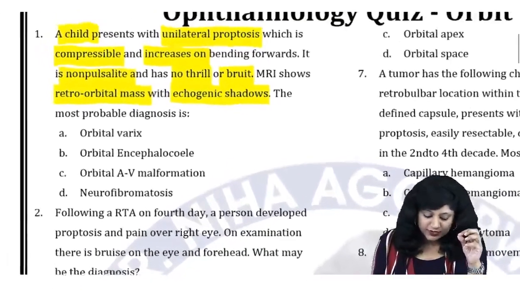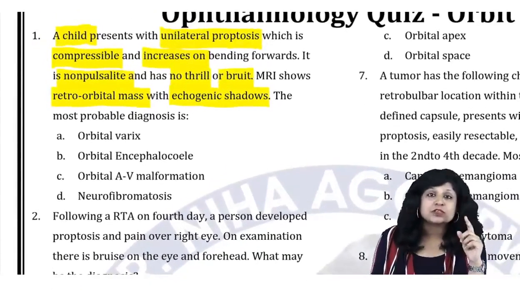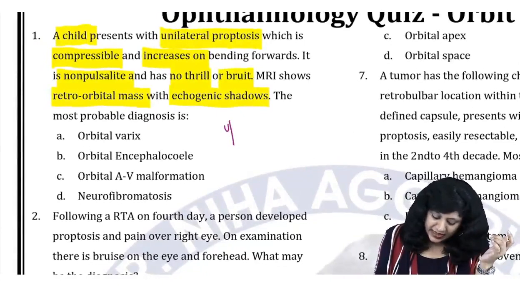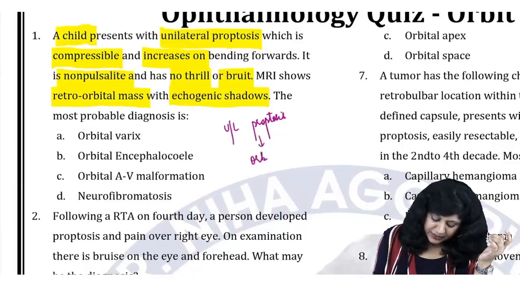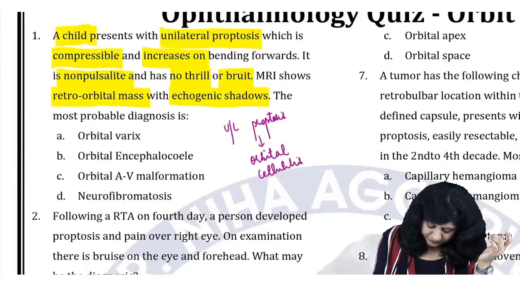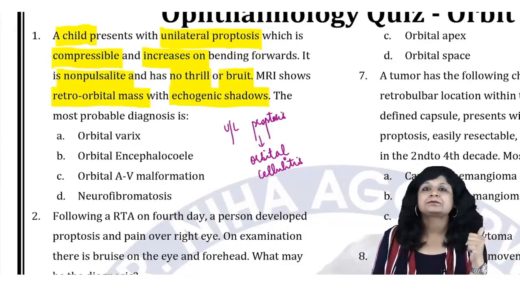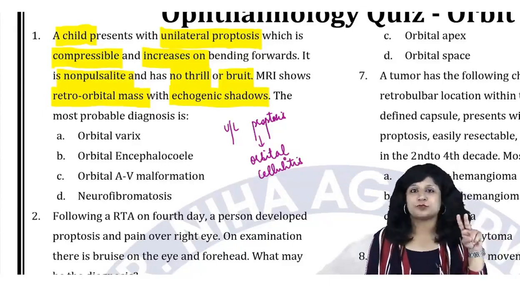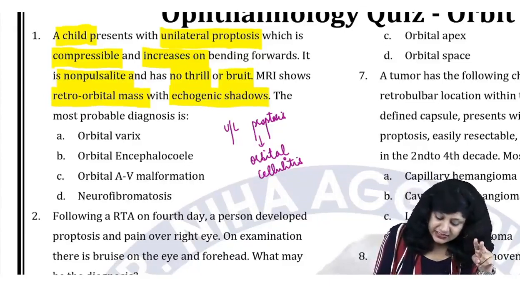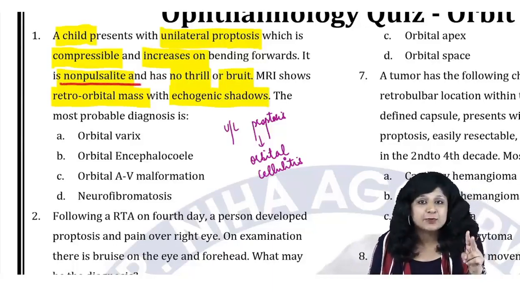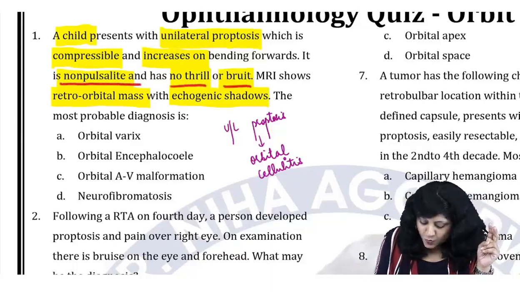So how are you going to approach this question? Now if you directly see unilateral proptosis in cases of children, then the answer that comes first to mind is orbital cellulitis, right? Because it causes unilateral proptosis, but that is not there in the options. So what is the second thing that you have to pick? The second thing is that it is causing a non-pulsatile kind of proptosis. There is no thrill, no bruit.